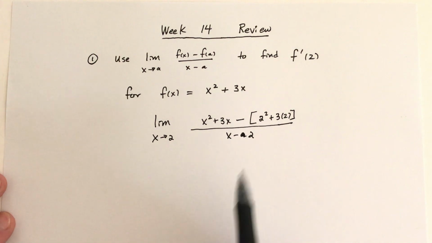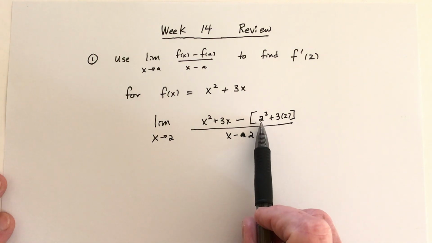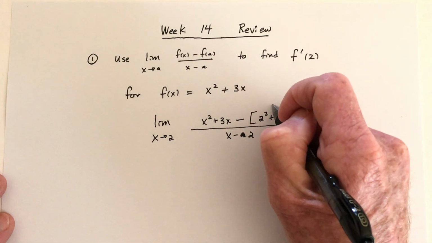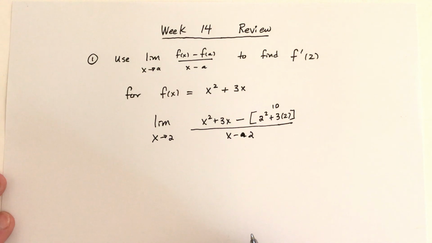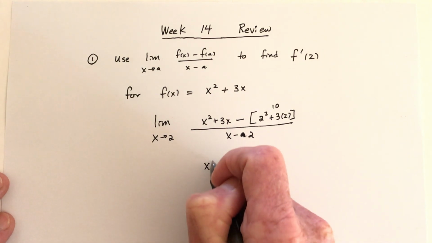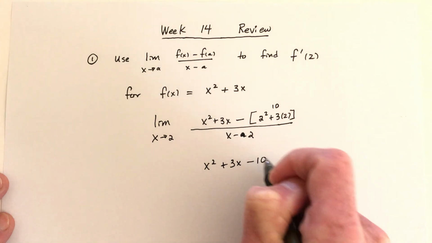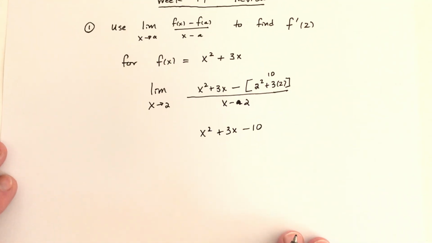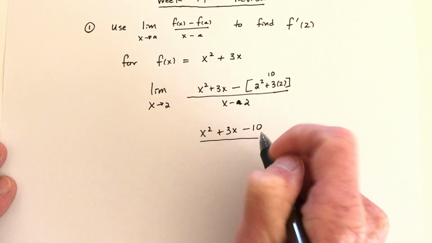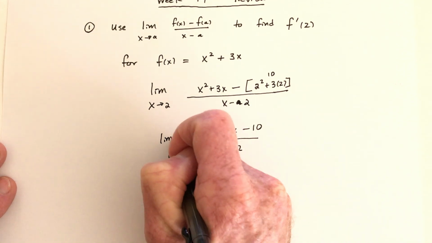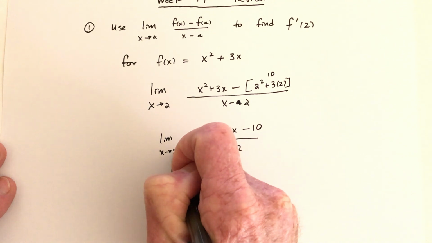All right, and then we need to simplify on the top. So this is going to be 2 squared, which is 4. This is going to be 6, so that means this is a 10. So basically we have x squared plus 3x minus 10 divided by x minus 2. And it's still saying the limit as x approaches 2.